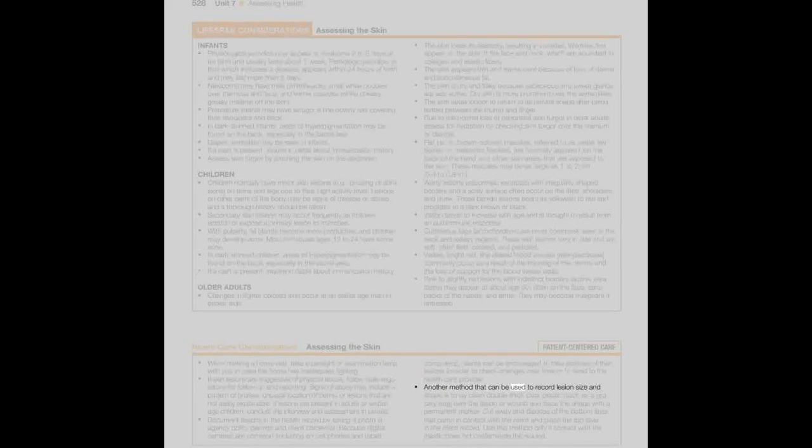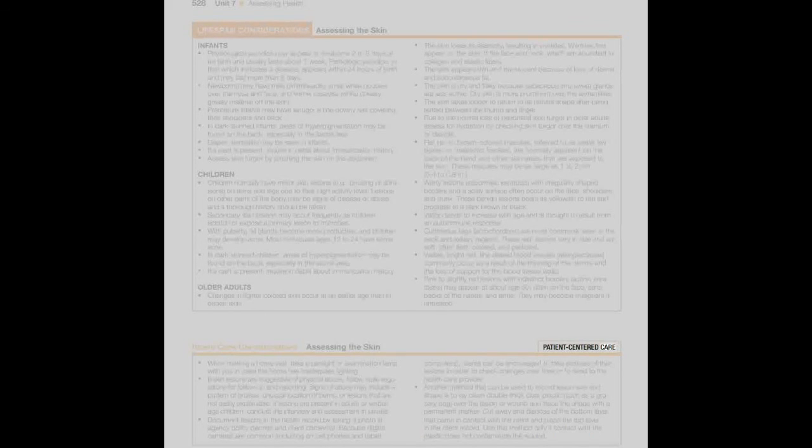Another method that can be used to record lesion size and shape is to lay clean double-thick clear plastic, such as a grocery bag, over the lesion or wound and trace the shape with a permanent marker. Cut away and dispose of the bottom layer that came in contact with the client, and place the top layer in the client record. Use this method only if contact with the plastic does not contaminate the wound.